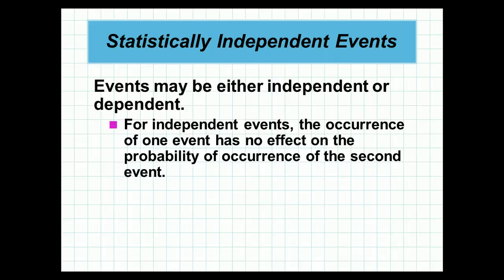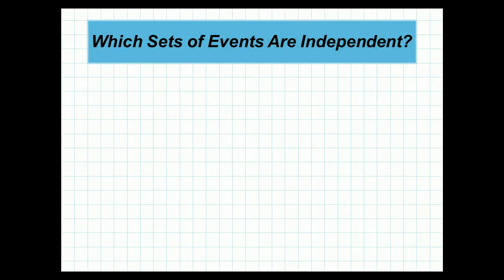Now, we also need to understand events that are statistically independent. Events can be dependent or independent, and when we have an independent event, this means that one event occurring has no effect on the possibility of it occurring again in a separate event. So if I flip my coin and I get a heads this time, that event has no bearing on whether or not I may get a heads next time I flip it. It's an independent event.